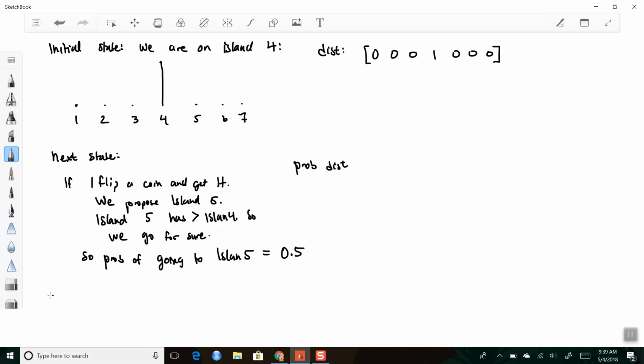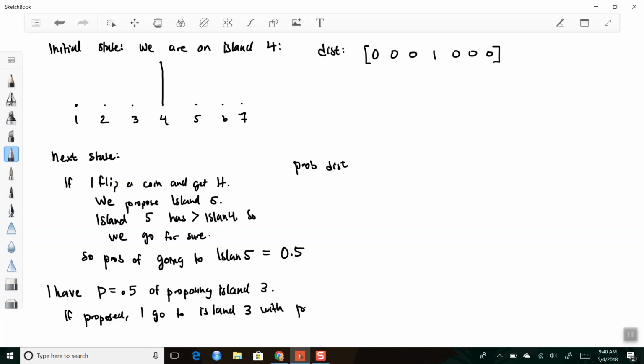On the other hand, I have probability 0.5 of proposing island 3. And what is the probability I go to island 3 if I propose it? If proposed, I go to island 3 with probability equal to 3 over 4. It's island 3's population divided by island 4's population.